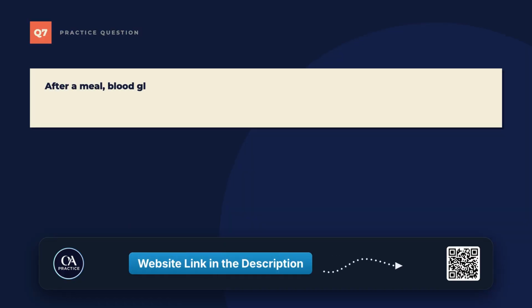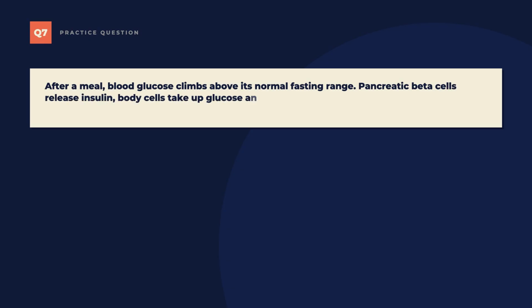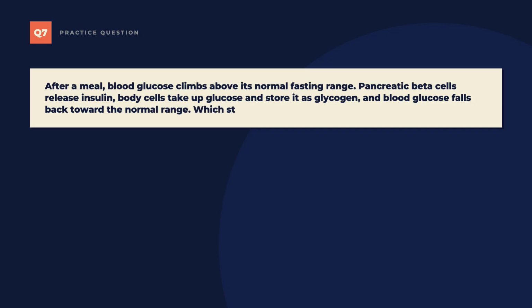Question 7. After a meal, blood glucose climbs above its normal fasting range. Pancreatic beta cells release insulin. Body cells take up glucose and store it as glycogen, and blood glucose falls back toward the normal range. Which statement best characterizes this control mechanism?